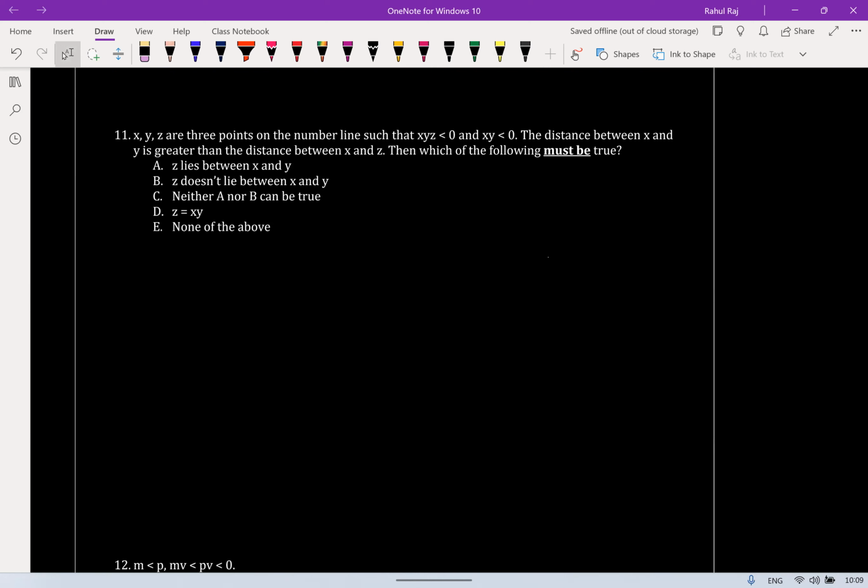Number 11. You don't have to go mad. Read it and do it once, please. Just by reading the question, on the number line you get that the order of the numbers is X, Z, and Y, because of the data given: the distance between X and Y is greater than between X and Z. So you get X, Z, Y, and that means Z lies between X and Y. So your answer is A. That's wrong. Please do it again.